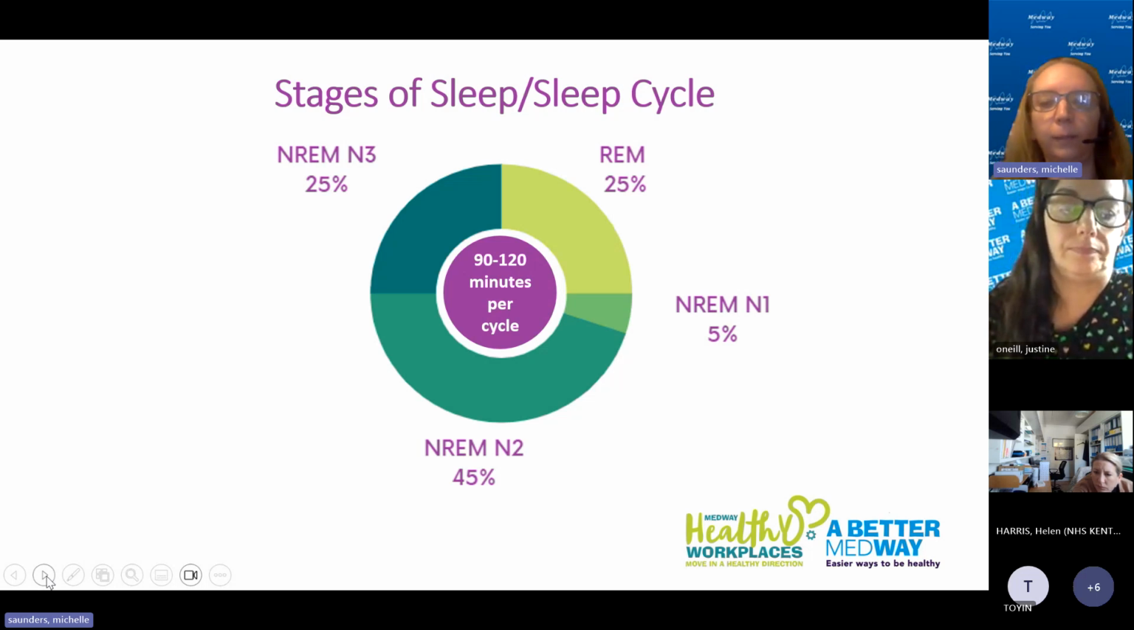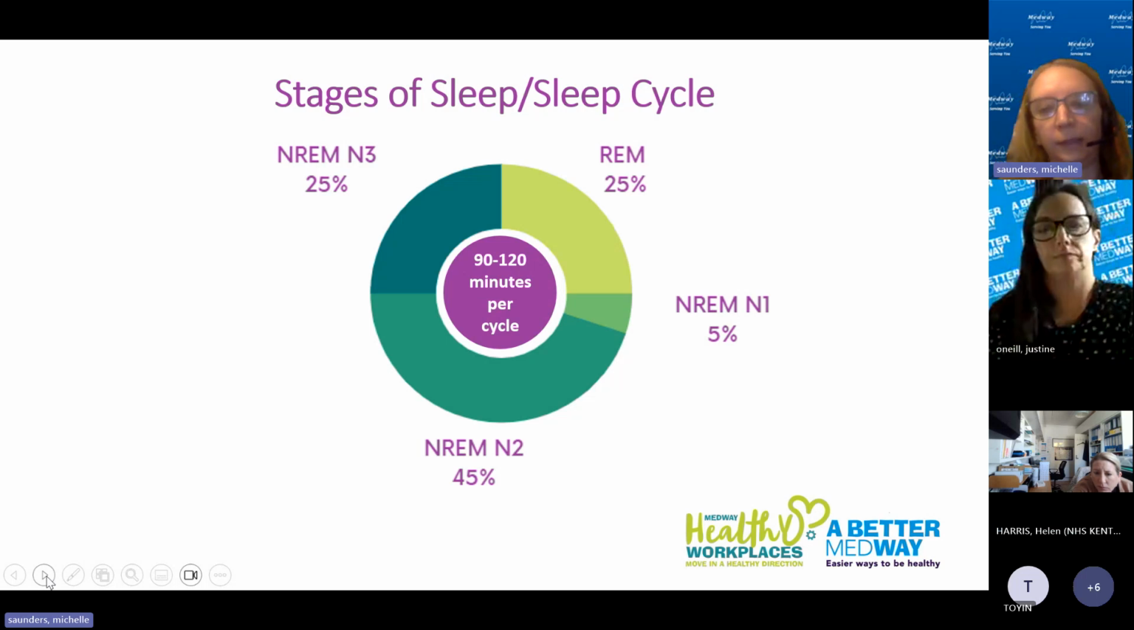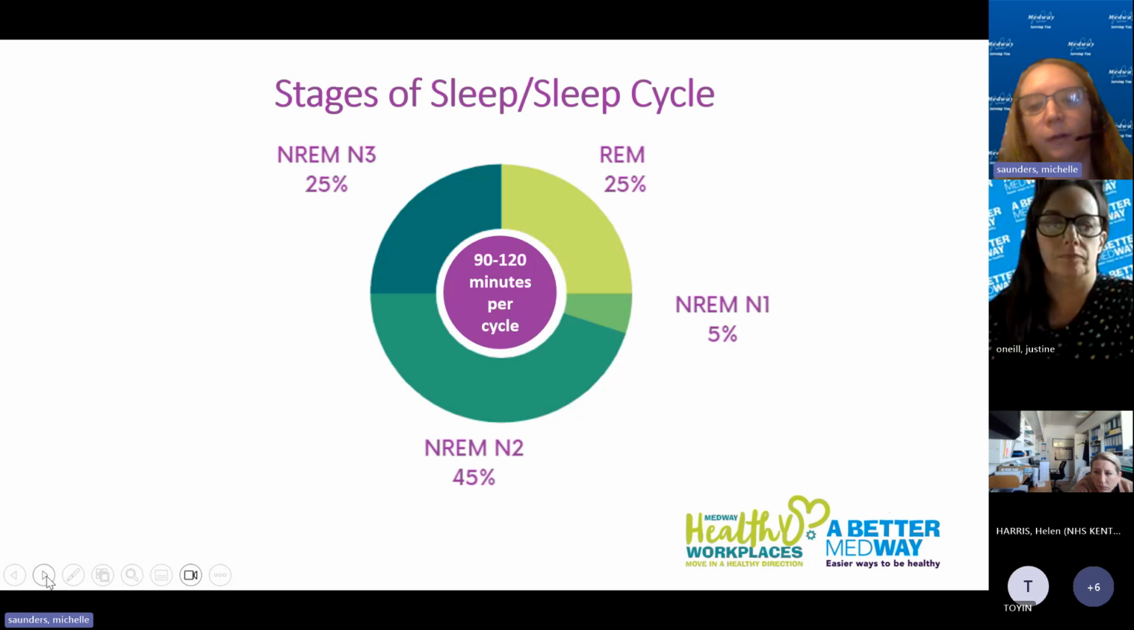So we'll start with the non-rapid eye movement N1 there, which is about 5% of the cycle. That's where it will start as we drift off to sleep. And each cycle lasts about an hour and a half to 2 hours. And we typically have perhaps 4 to 5 cycles during the night.